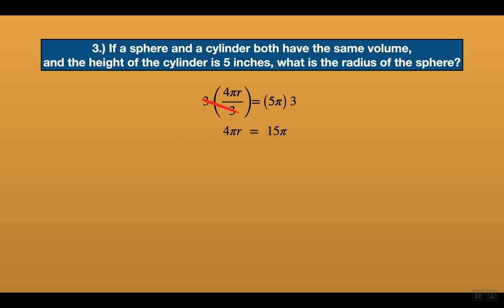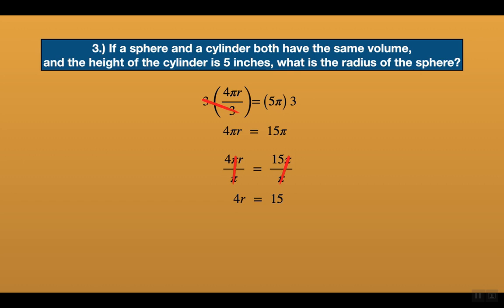We're still trying to get r by itself, so next let's get rid of pi. The way we're going to do that is to divide both sides by pi. When you divide both sides by pi, the pi's are going to cancel out. Okay, now we have 4r equals 15.